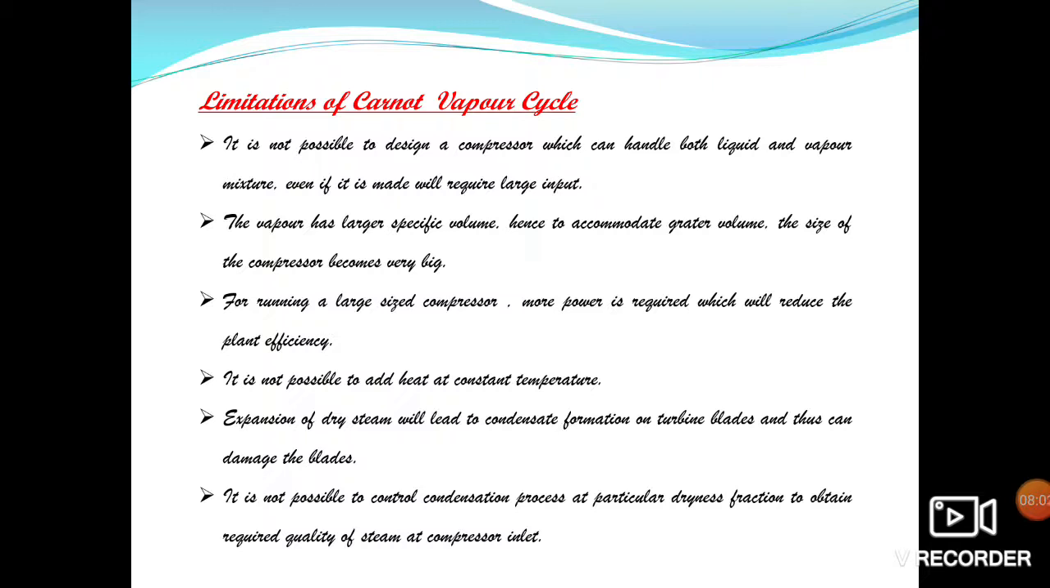The next best cycle which can give maximum efficiency in a steam power plant is the Rankine cycle. So let us study the Rankine cycle. Similar to the Carnot cycle, the Rankine cycle also has 4 components. First is the boiler, also known as steam generator. In the boiler there is water, and when we apply heat at constant pressure, it will generate steam.